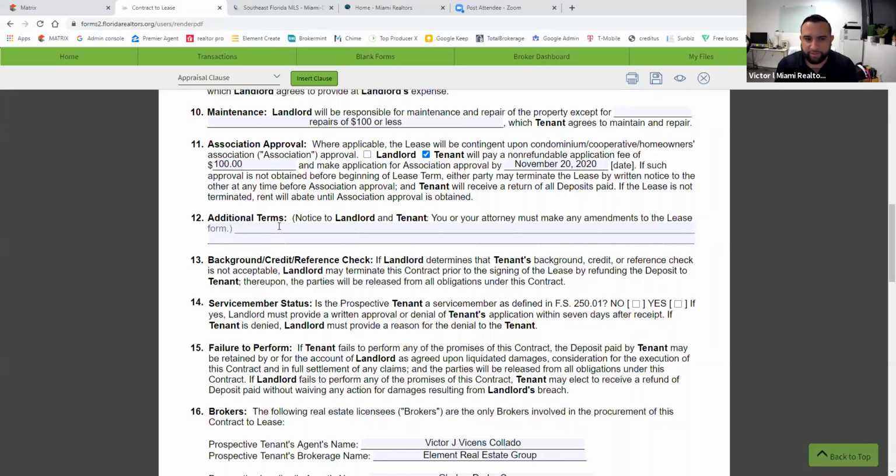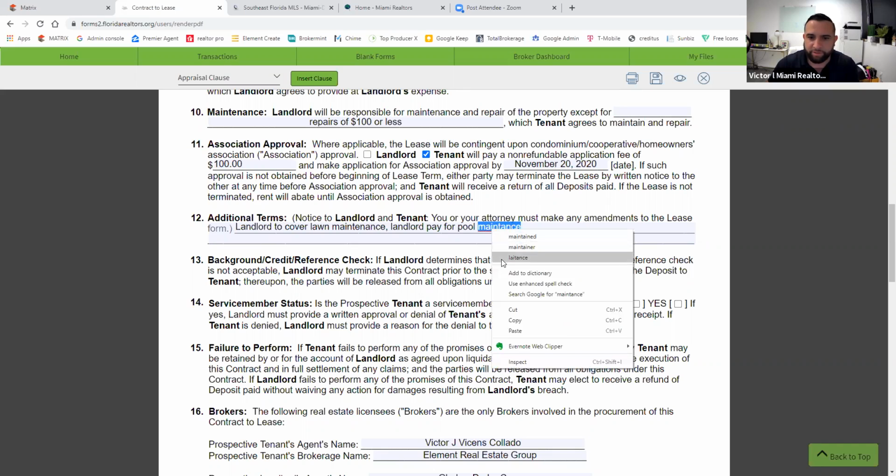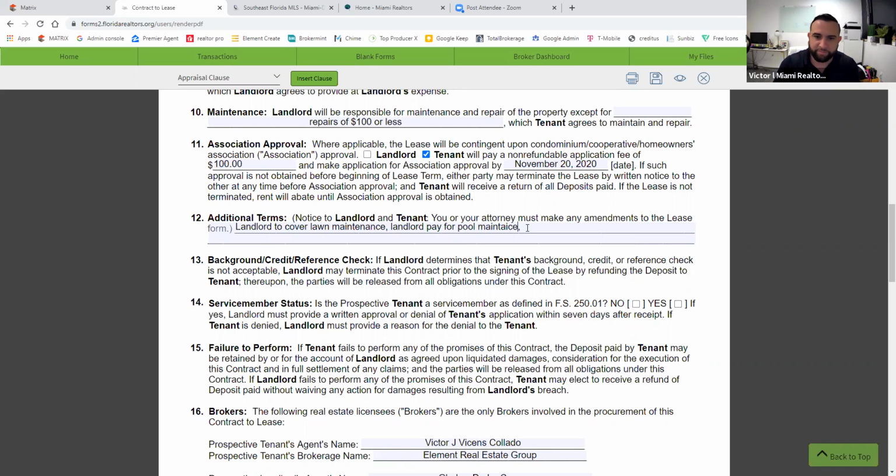So here you could put a lot of things, guys. You could put landlord to cover lawn maintenance if that's not included. Landlord to pay for pool maintenance. My bad, guys, I'm having a terrible time spelling maintenance right now. You could also put here, landlord to paint kitchen wall.